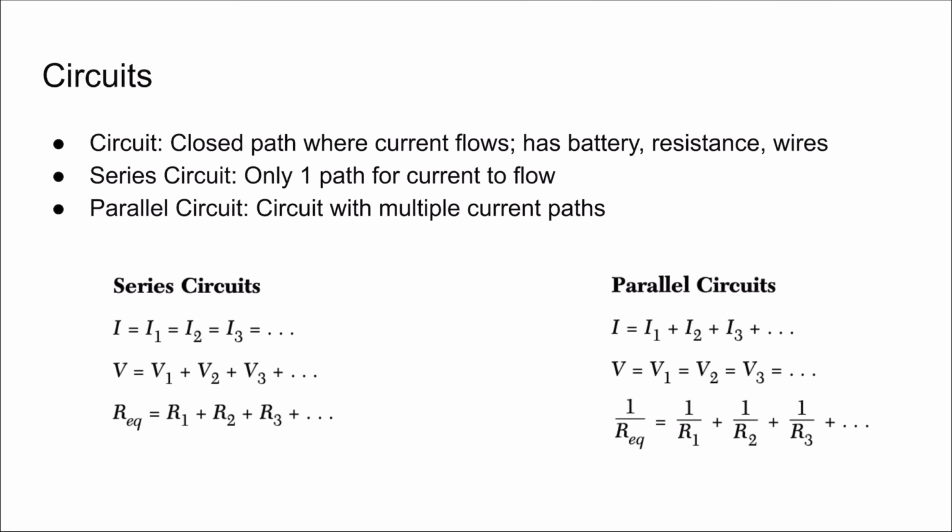A circuit is a closed path where current flows, and it has a battery or a cell, resistors, and wires. A series circuit only has one path for current to flow through, and resistance in a series circuit adds up, voltage adds up, and current stays constant throughout the entire thing. A parallel circuit is a circuit with multiple current paths, and in a parallel circuit, resistance decreases as more resistors are added. So you calculate this by doing 1 over total resistance equals 1 over resistance 1, plus 1 over resistance 2, and so on and so forth. Current adds up while voltage stays constant here.